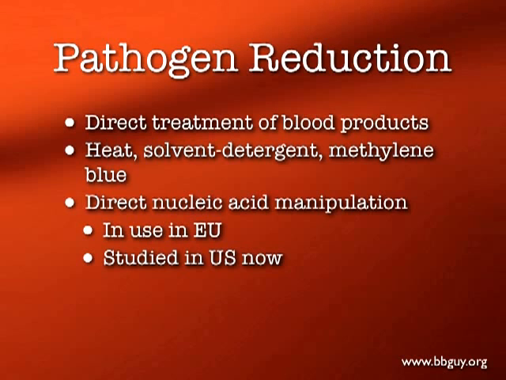It's basically direct treatment of the blood product to eliminate or to at least reduce substantially infectious organisms. There are a lot of ways that you can do this. Traditionally, this has been done with heat and solvent detergent treatment to eliminate enveloped viruses, for example, methylene blue treatment. All of those things are possibilities. But what we're looking at in the United States right now is to try and get the approval for direct nucleic acid manipulation. In Europe, you're already able to do that, but you're not yet able to do it in the United States. And let me show you what I mean by that.